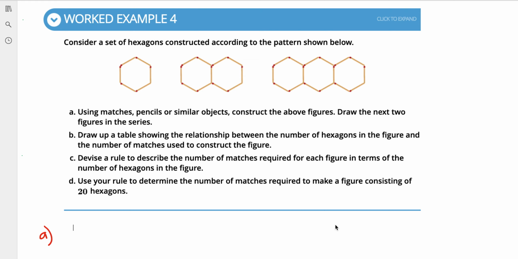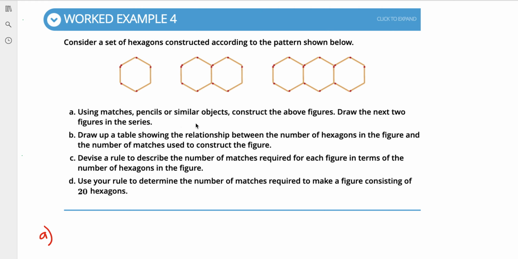Let's do example number 4. It says, consider a set of hexagons. A hexagon is a shape with 6 sides: 1, 2, 3, 4, 5, 6. Constructed according to the pattern shown below. Using matches, pencils, or similar objects, construct the above figures. Draw the next 2 figures in the series.